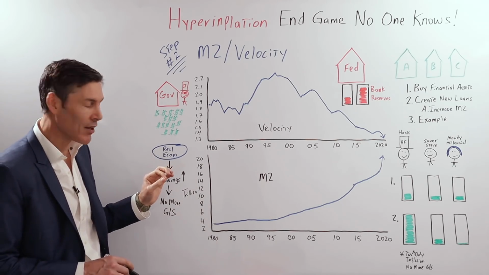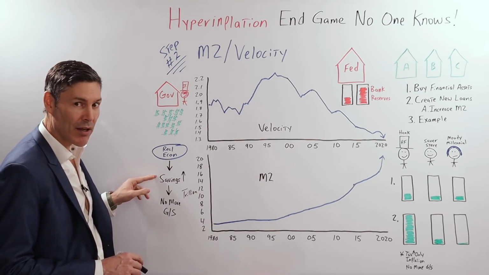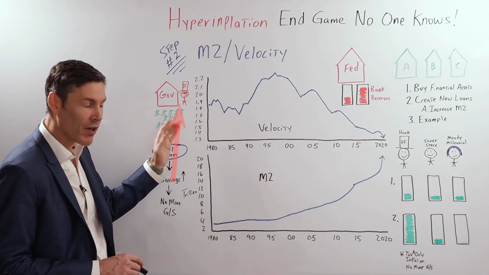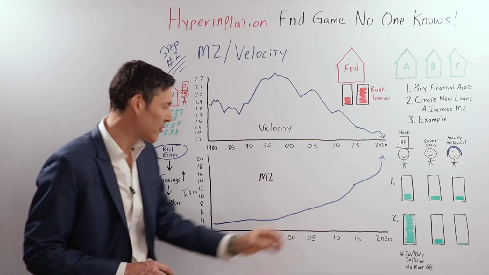But what's happened is they can't control behavior. So the savings rate has gone through the roof. That's slowing velocity down while M2 is going parabolic.